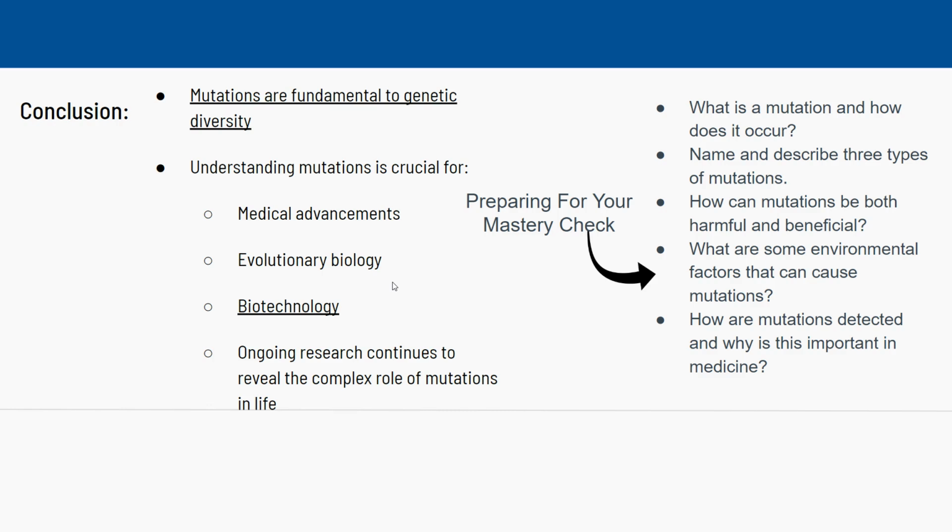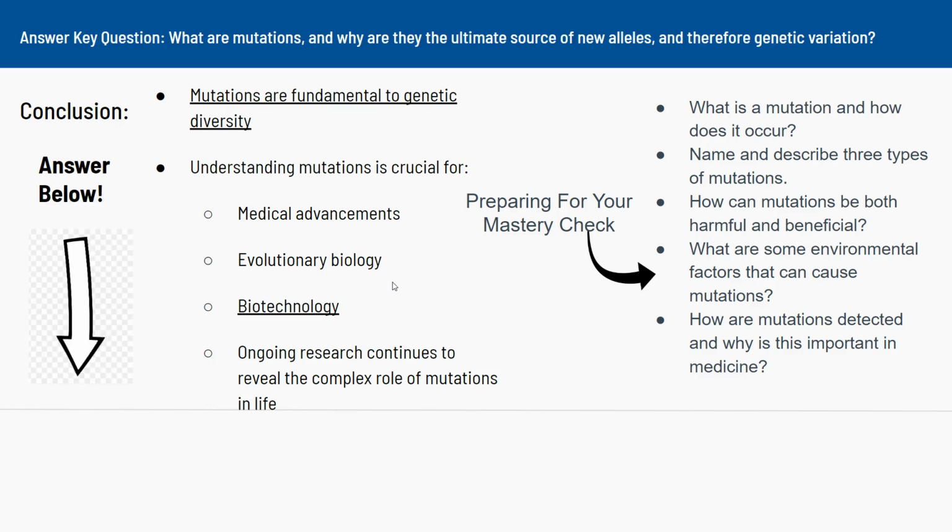So what is a mutation and how does it occur? Name and describe 3 types of mutations. How can mutations be both harmful and beneficial? What are some environmental factors that can cause mutations, and how are mutations detected, and why is this important in medicine? So you should be able to recall all of that with confidence. And if you feel like you're confident, then go ahead and get my attention and take your mastery check.